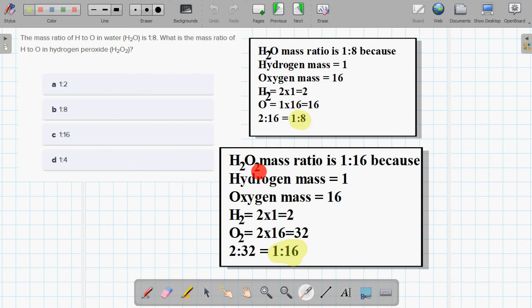Now we do this with H2O2. Hydrogen's mass is 1, oxygen mass is 16. So we have 2 times 1 is 2, and 2 times 16 is 32. So that gives us 2 to 32 for our ratio, but we simplify that to 1 to 16.